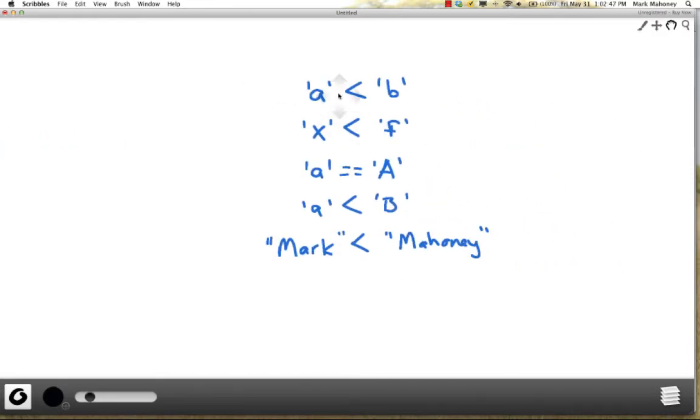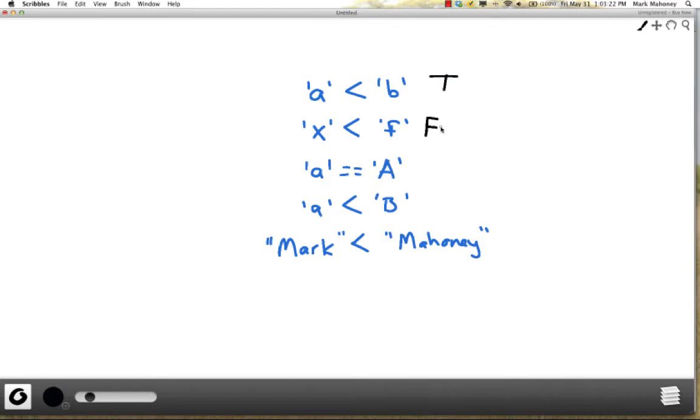Okay, so if we were to ask the computer, is the character 'a' less than the character 'b'? Remember, when we refer to hard-coded characters, we always put them in single quotes. Is lowercase a less than lowercase b? In this case, this is true. The letter A comes before the letter B. If we ask, is the letter X less than, or does it come before, the letter F? Here we know that's false.